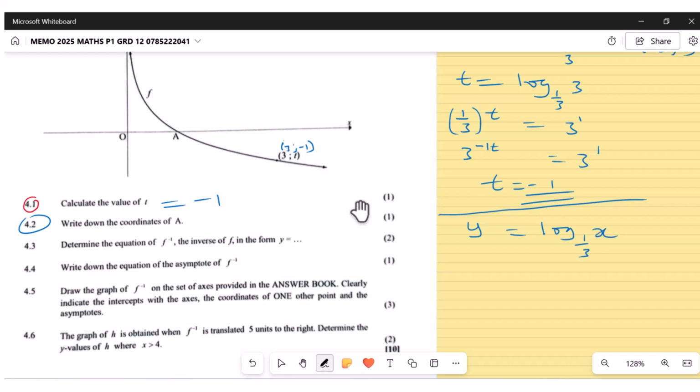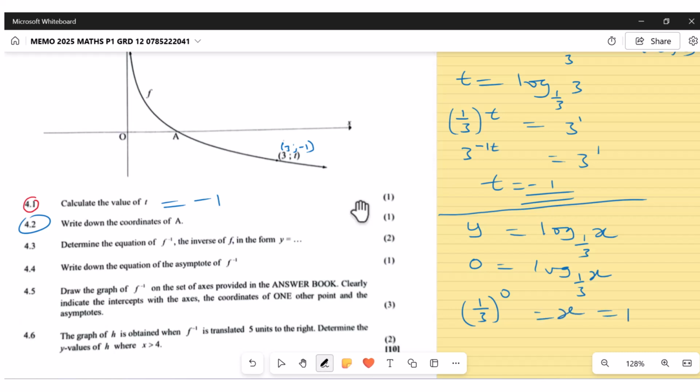0 equals log base 1 over 3 of x. So I'm going to say a third again, 1 over 3. Remember I said the same base: the exponent and the log, equals x. So what at the power 0? It is 1. So our coordinates of A we have as (1; 0).